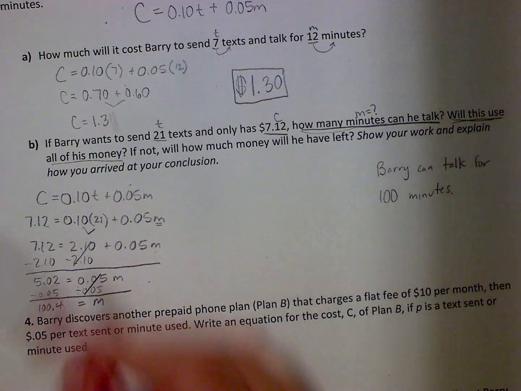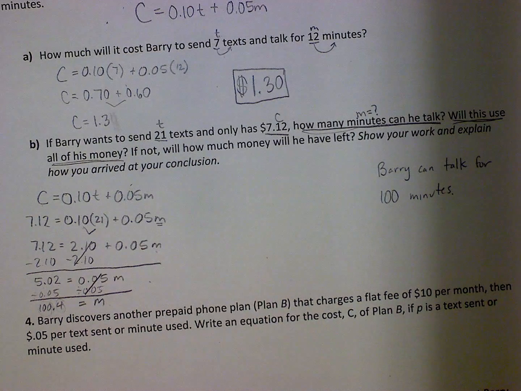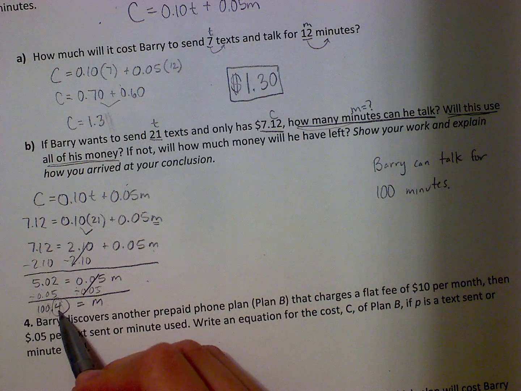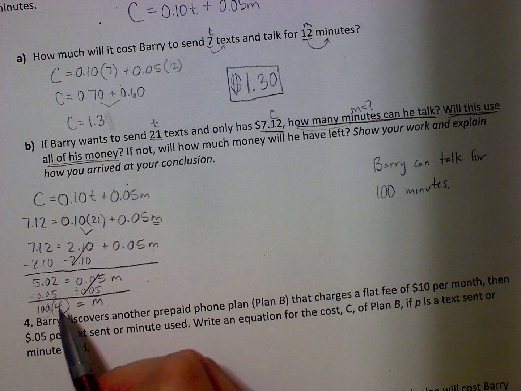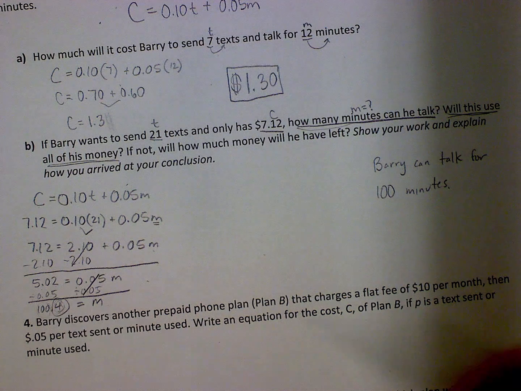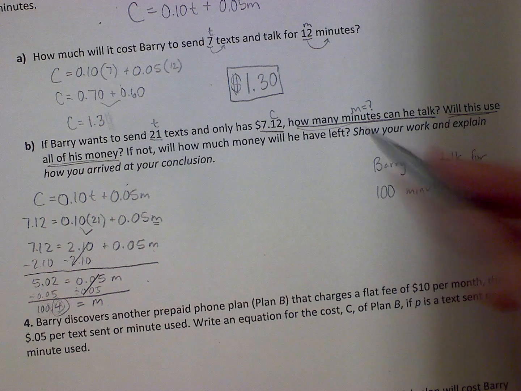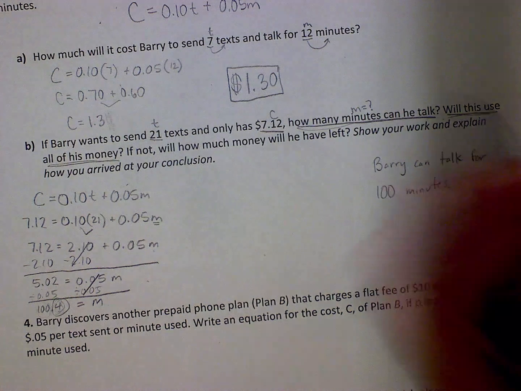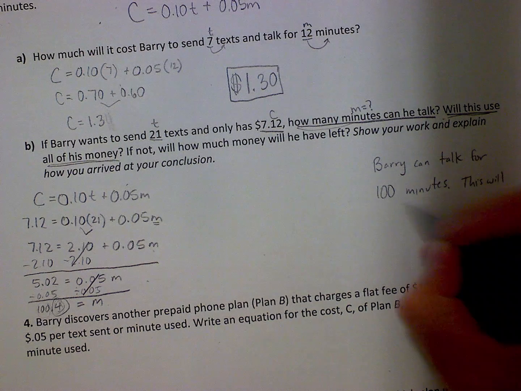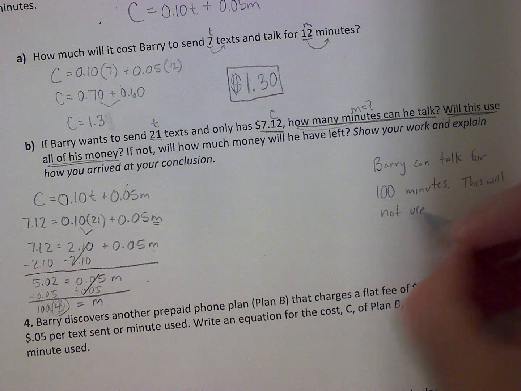The next question is, will this use all his money? Well, the thing is this 0.4, it's like he has a little extra money, but he can't really spend it. That's the issue, he actually can't use that 0.4 minutes. So I'm going to answer questions as I realize the answer to them. Will this use all his money? This will not use all his money.